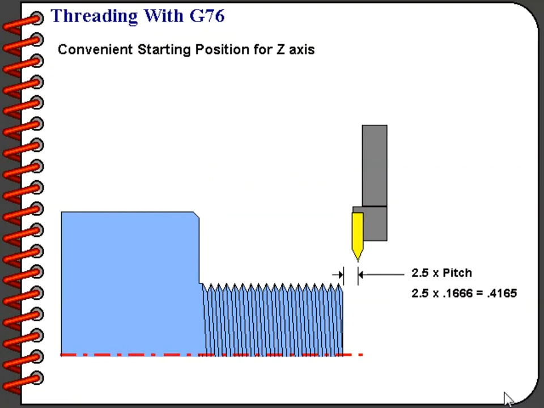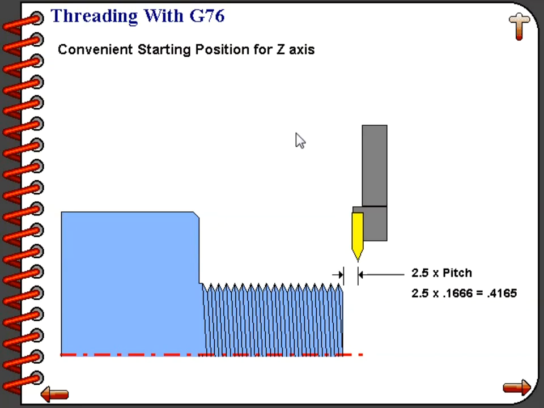If you remember back on our lesson for the convenient starting position for our multiple repetitive cycles G71 through G75, we had to have the tool positioned at a certain point where it could safely perform its machining operation for that particular cycle. Well, threading is no different with the G76 cycle. We still have a convenient starting position. However, it's a little bit more technical.